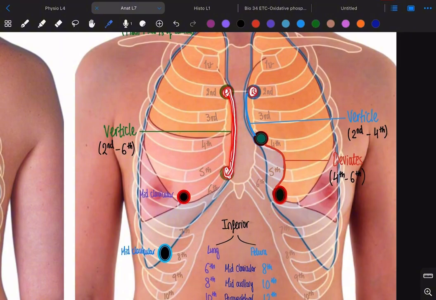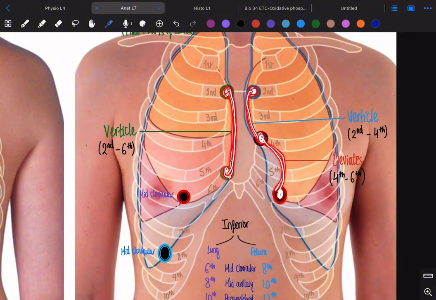Okay? أما from the left side, we go from the second all the way to the fourth, and then we stop. We don't go to the sixth, we go from the second to the fourth in a straight and vertical line. But then why do we stop? لأنه here we have the cardiac notch. So from the fourth to the sixth rib is the deviation for the cardiac notch.